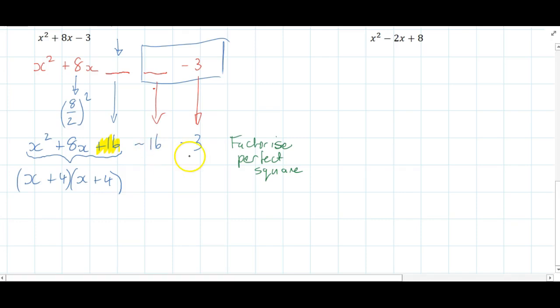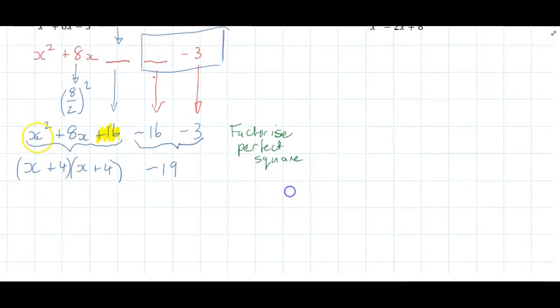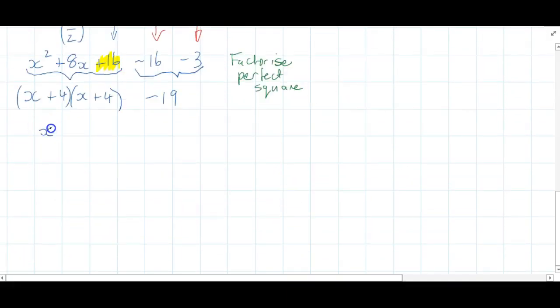The other thing we can do at the end here, we've got -16 and -3, and we add those together. So -16 minus 3 is -19. So we've factorized a perfect square, and we've collected like terms together. In the next step, we can make this into a square number: x plus 4 all squared minus 19.